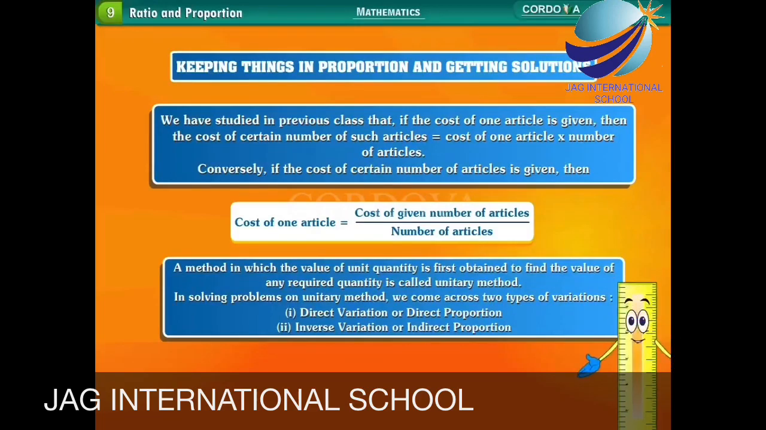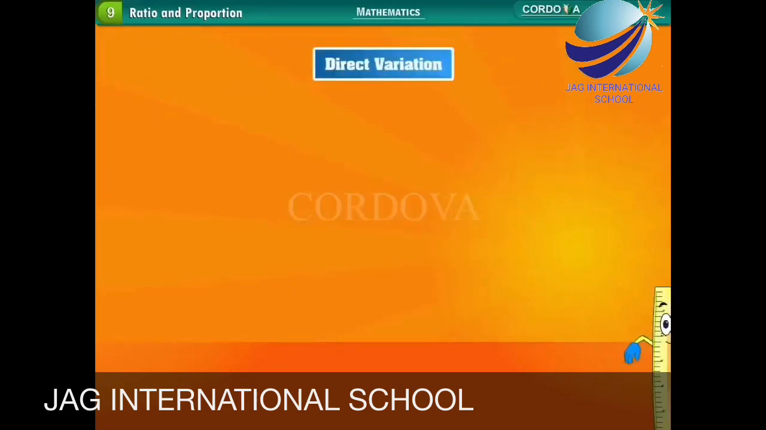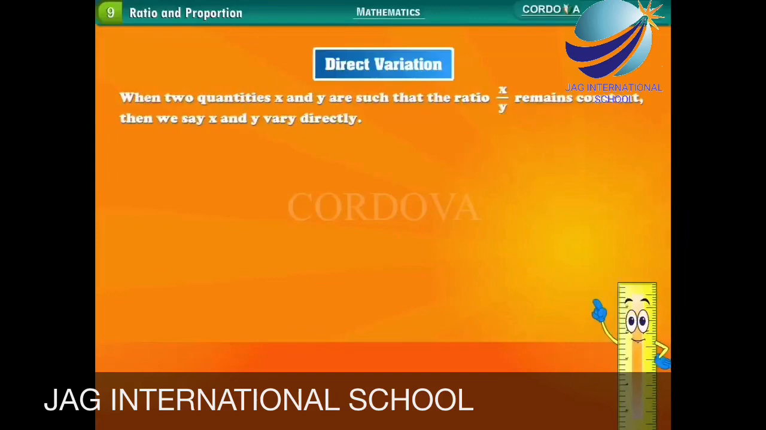A method in which the value of unit quantity is first obtained to find the value of any required quantity is called unitary method. In solving problems on unitary method, we come across two types of variations: direct variation or direct proportion, inverse variation or indirect proportion. Direct variation. When two quantities x and y are such that the ratio x upon y remains constant, then we say x and y vary directly.